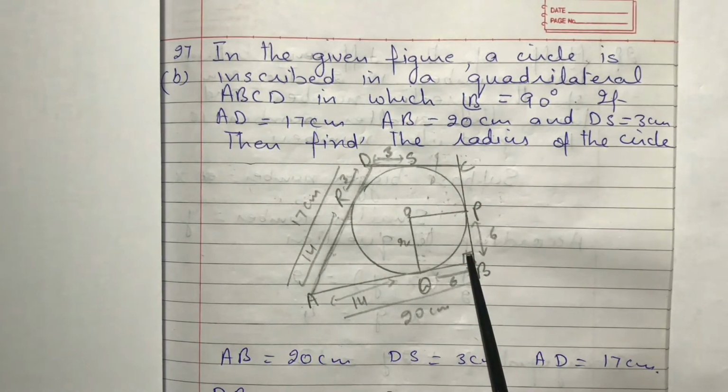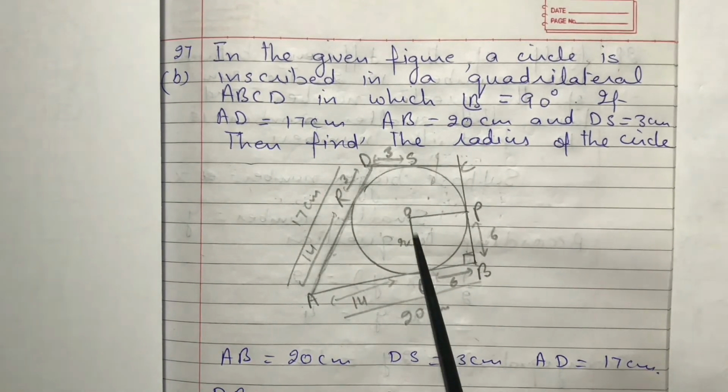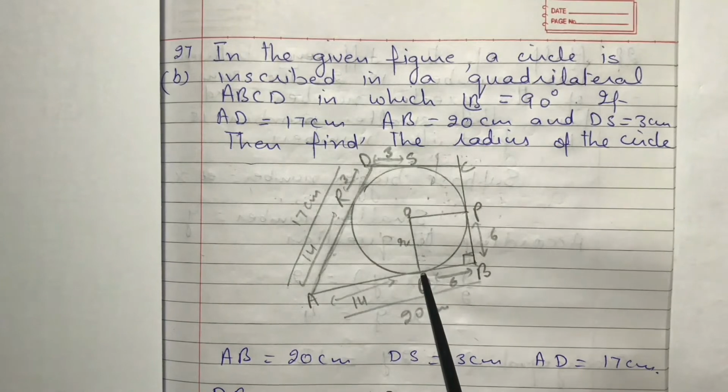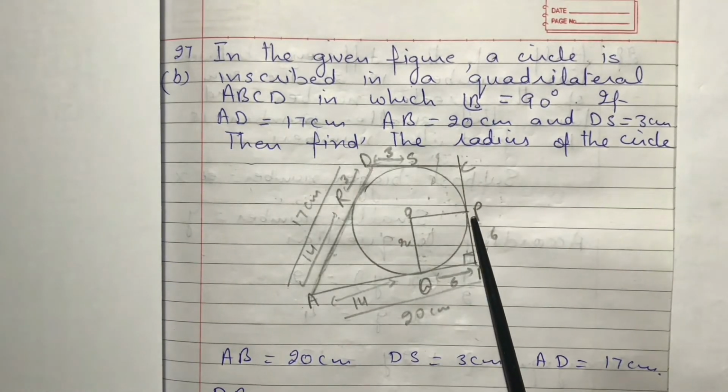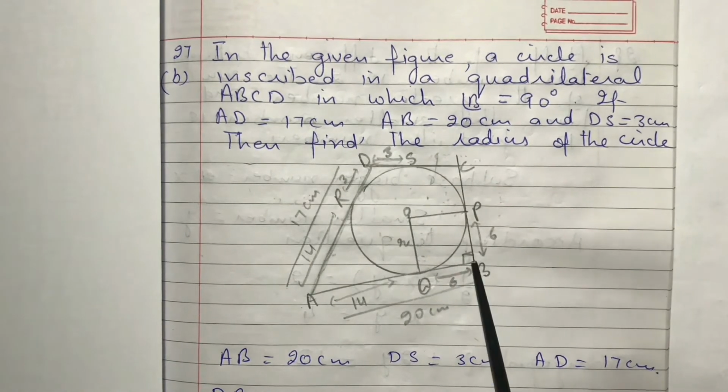Now this is 90 degree. This is given to us. This angle is 90 degree because radius is perpendicular to the tangent at the point of contact. Similarly, this angle is 90 degree. So this angle is 90 degree. So all these angles are of 90 degree.